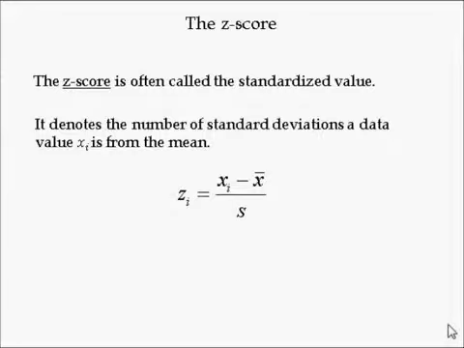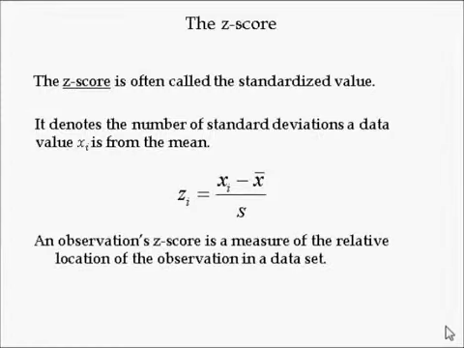Whereas its numerator tells us how many dollars the ith observation is above or below the average. The numerator demeans the variable x, shifting the distribution's center from x bar to 0. Dividing by the standard deviation changes the standard deviation from some generic value s to equal 1. An observation's z-score is a measure of the relative location of the observation in the data set.